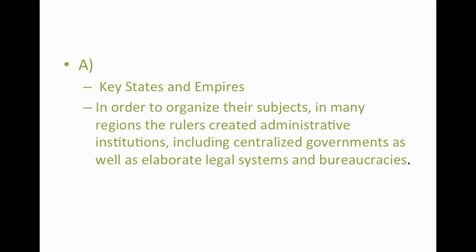So the first supporting evidence would state that there were obviously a number of key states and empires. It would also state that in order to organize their subjects in many regions, the rulers created administrative institutions, including centralized governments, as well as elaborate legal systems and bureaucracies. So what you want to be able to do is provide examples of those centralized governments and bureaucracies.